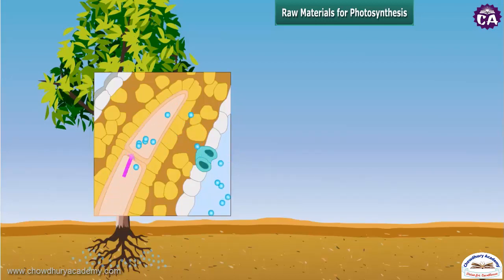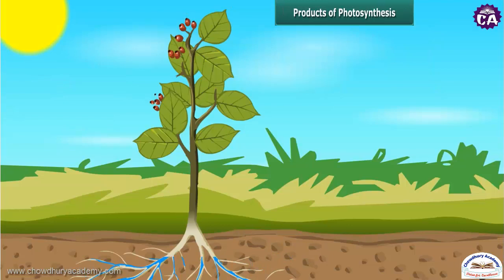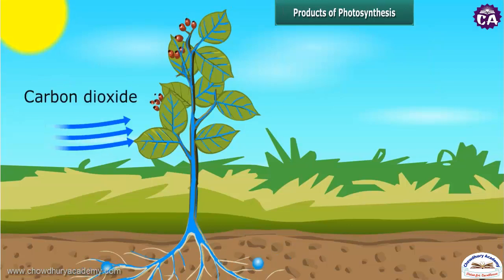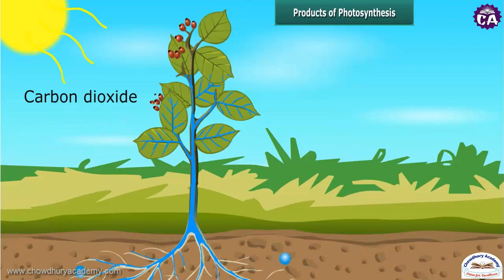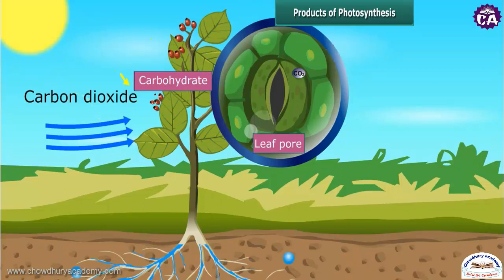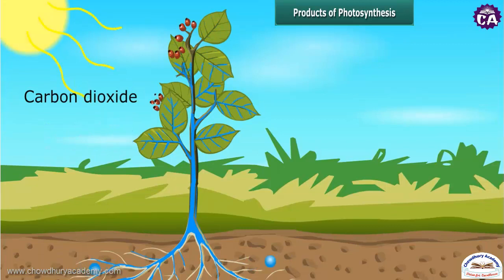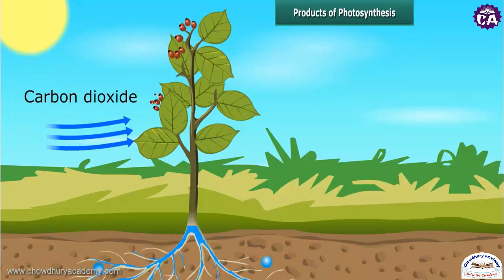Likewise, carbon dioxide from air is taken in through the tiny pores present on both surfaces of the leaves. Such pores are called stomata. These pores are surrounded by guard cells. After reaching the leaf, carbon dioxide and water react in the presence of sunlight to form carbohydrate. The carbohydrate is ultimately converted into starch, which gets stored in different parts of the plants. Therefore, the first food product formed during photosynthesis is starch.